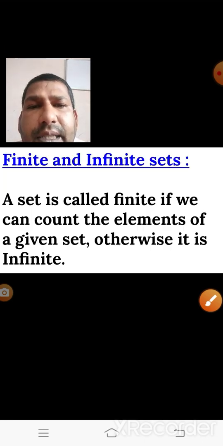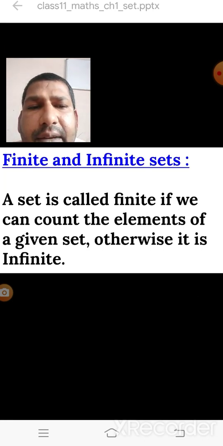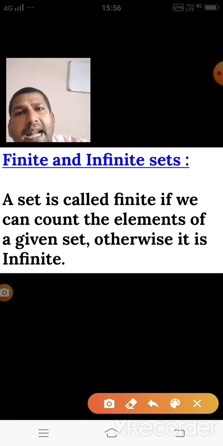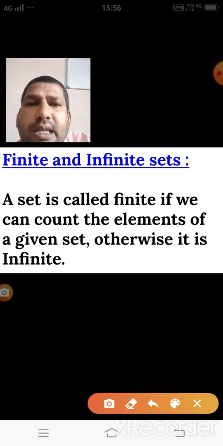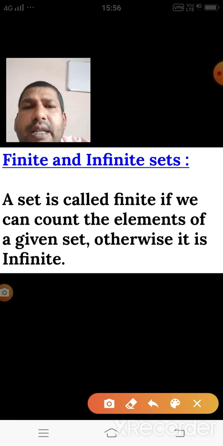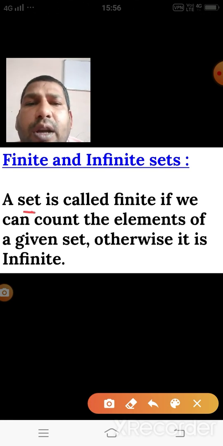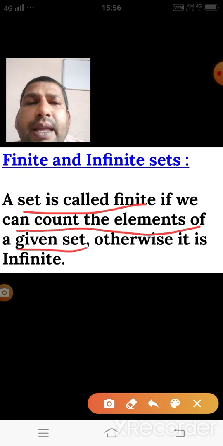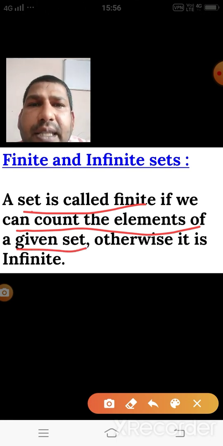Let us take another one, finite and infinite set. Finite set, as its name suggests, finite means the fixed value and infinite means the not fixed values. Then which set is finite? We are calling a set finite if we can count the elements of a given set. If we are able to count the number of elements in the given set, then we are calling that set finite. Suppose I am taking a set of natural numbers, and in that we are taking the natural numbers which are less than 5.